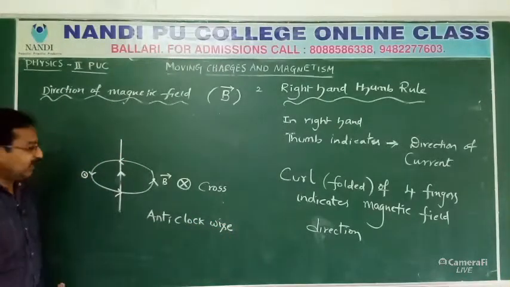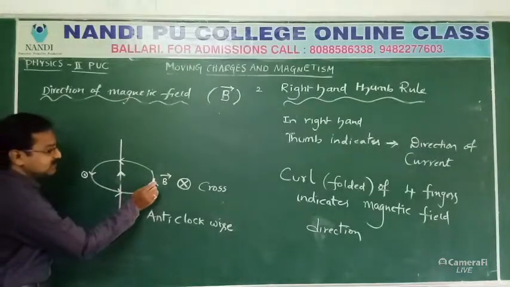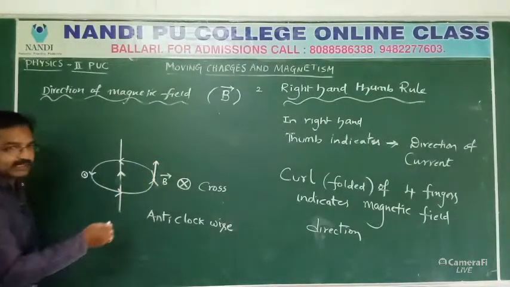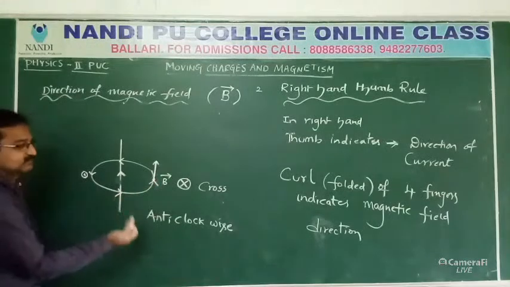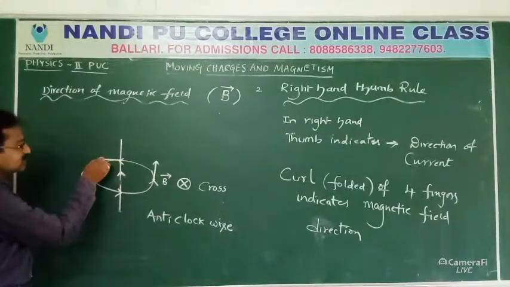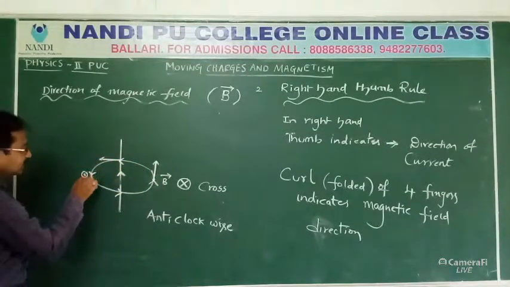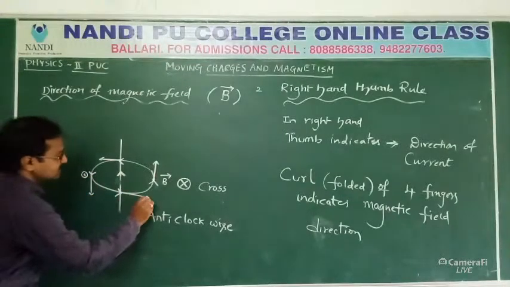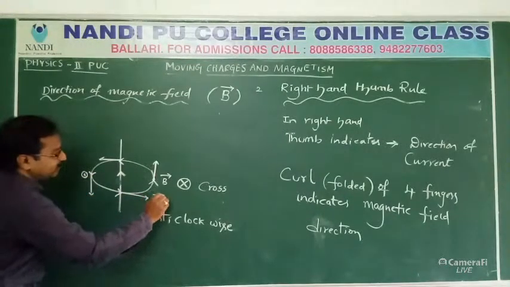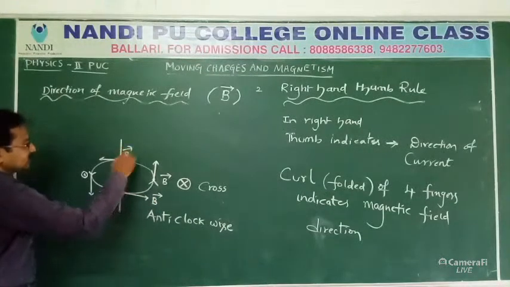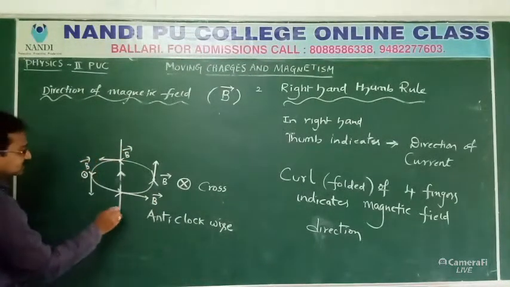Understand, children? And here the direction is into the board. I cannot draw the into direction. Here the direction is this, tangent. Here the direction is this. Here the direction is this. So these are the directions of V bar. This is the V bar direction.